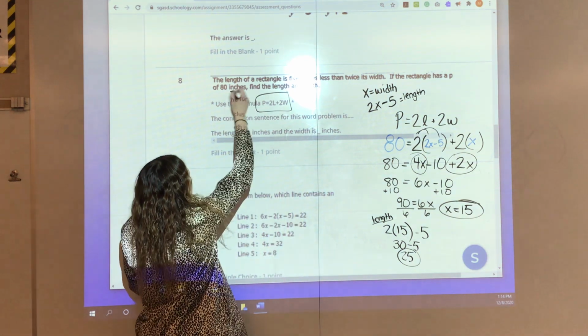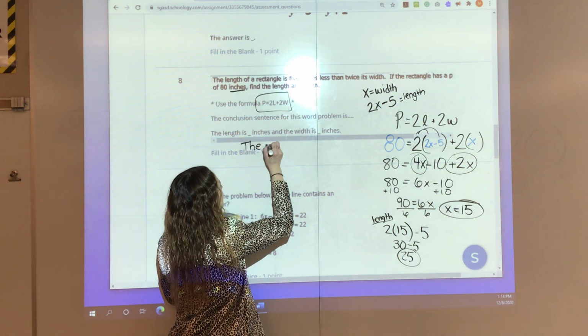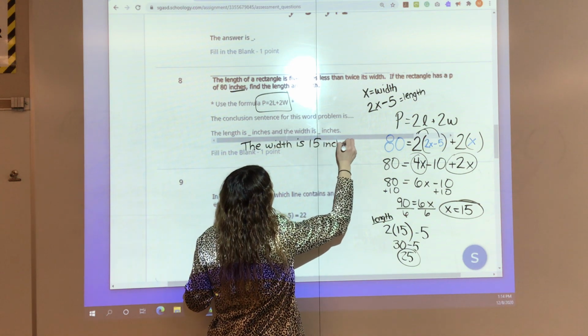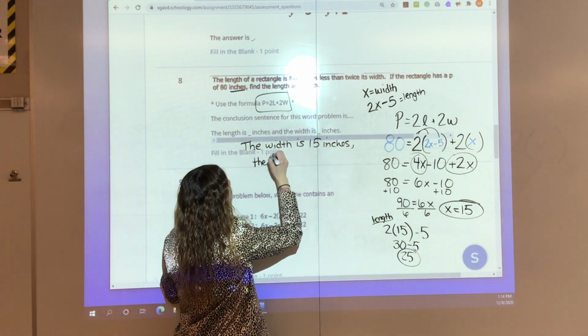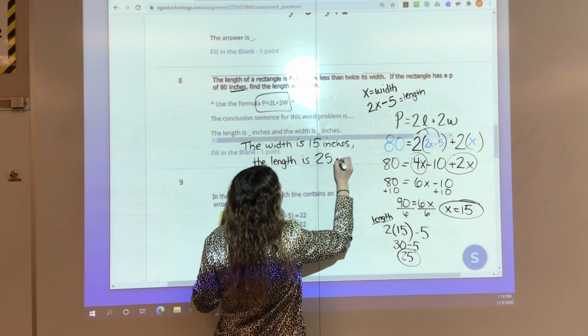In this problem, they say it's in inches. So the width is 15 inches. The length is 25 inches.